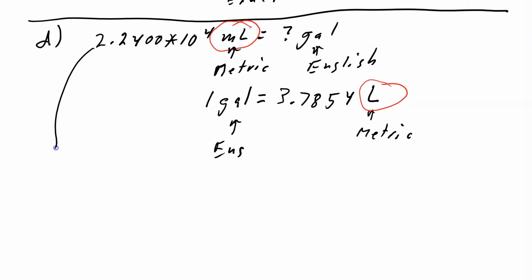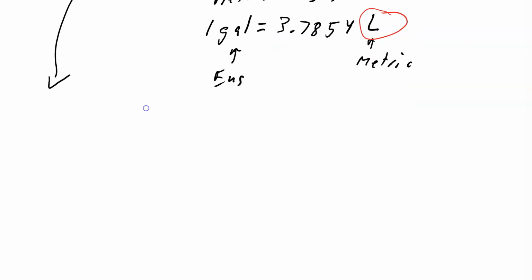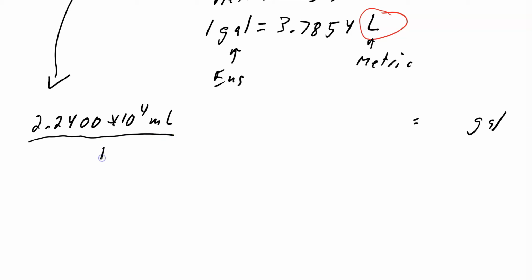So let's start in our usual way. We're going to start by writing the measurement given in this problem. Let me scroll this up, keep our conversion factor there. Our measurement was 2.2400 times 10 to the 4th milliliters. And our answer is going to be in gallons. So the first thing we need to do, since our conversion factor, as I already mentioned, has liters, is convert milliliters to liters.